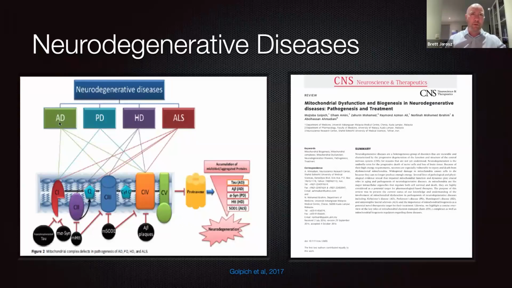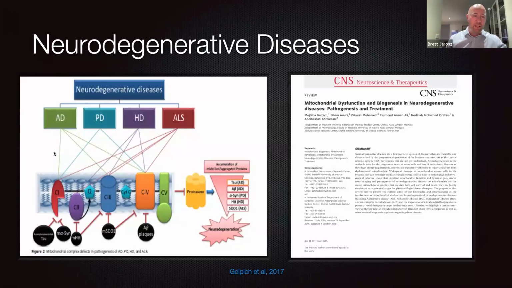Now, I'm hoping my cursor's showing up on everyone's screen, but I'm circling Alzheimer's, and we can see it has a relationship with complex 1, complex 3, and then complex 4. And then you can go through them. Parkinson's disease, complex 1, complex 4. Huntington's disease, complex 2, complex 3, complex 4. ALS, all 4 of them. So as we can see, they all go to red, the complex 4 here.